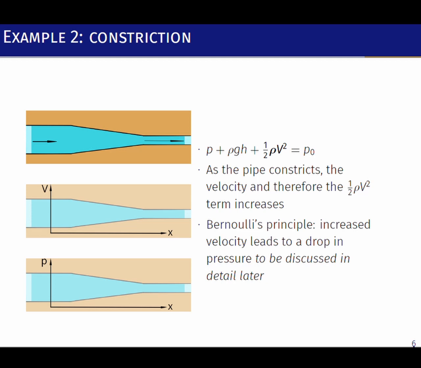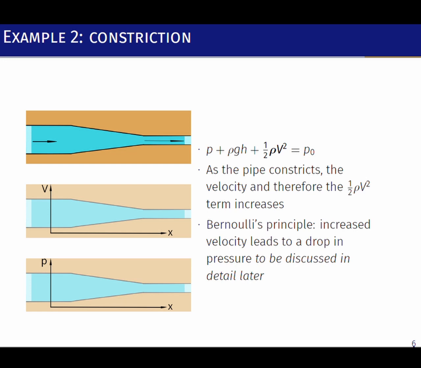Next, we're going to look at constrictions, and the opposite of a constriction is an expansion. I'm not going to look at expansions because it's effectively the same maths in reverse. A constriction is going to affect the half rho V squared term, and the reason is that as the pipe constricts, the velocity is going to increase. Due to the conservation of mass, you're forcing the same amount of fluid to go through a smaller space, so it needs to move quicker in order to maintain the constant mass flow rate. So the velocity is increasing.